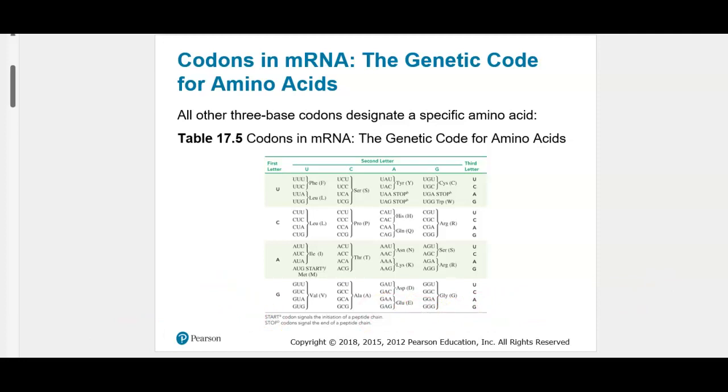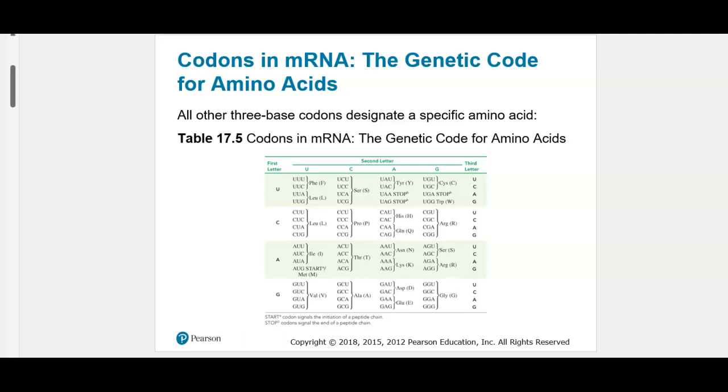You can see them in the U row and the C row. There's 2: UUA and UUG code for leucine. All the CUs, CUU, CUC, CUA, and CUG, code for leucine, so that's 6. And if you look at the second column at the top, UCU, UCC, UCA, and UCG code for serine, and if you look over in the 4th column in the A row, the 3rd row down, you'll see there's 2 more codons for serine. So it varies quite a lot.